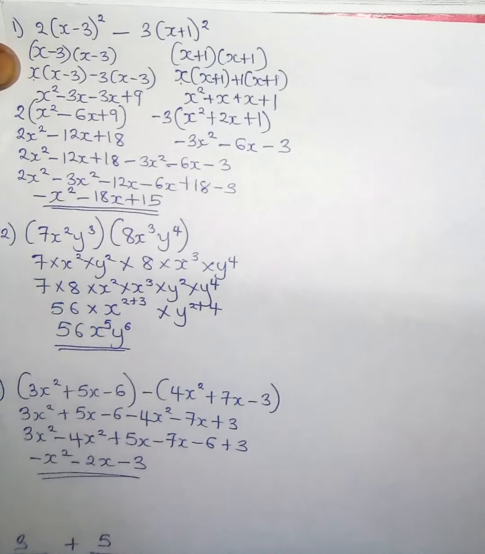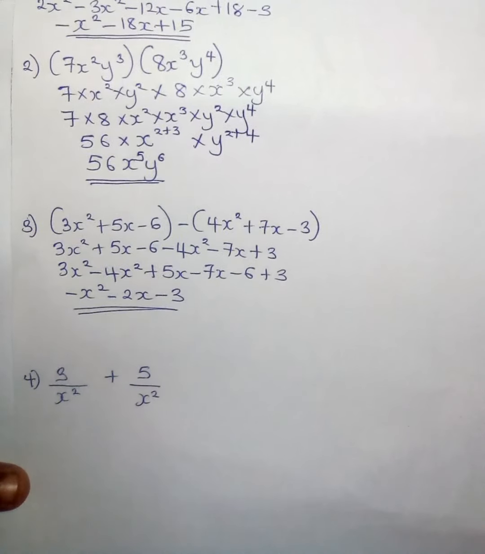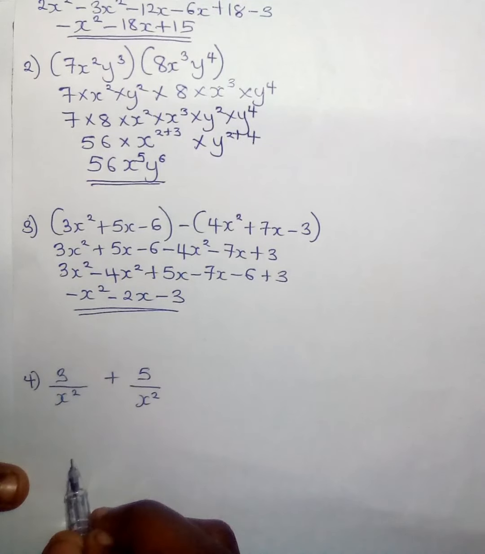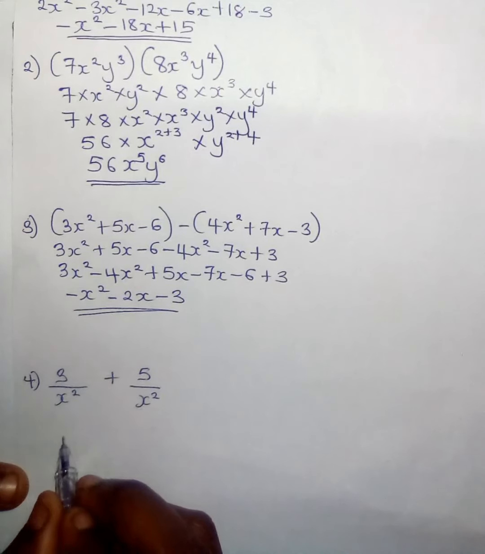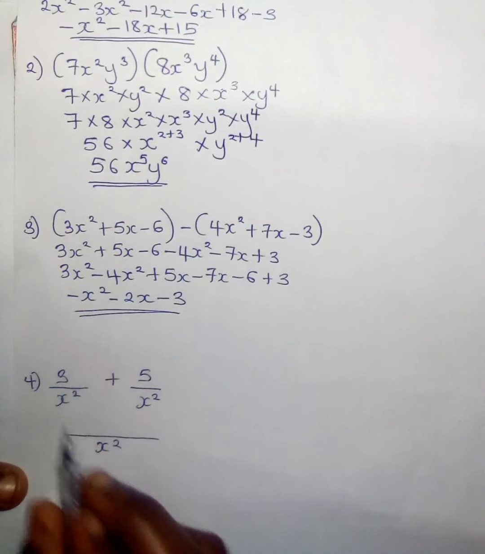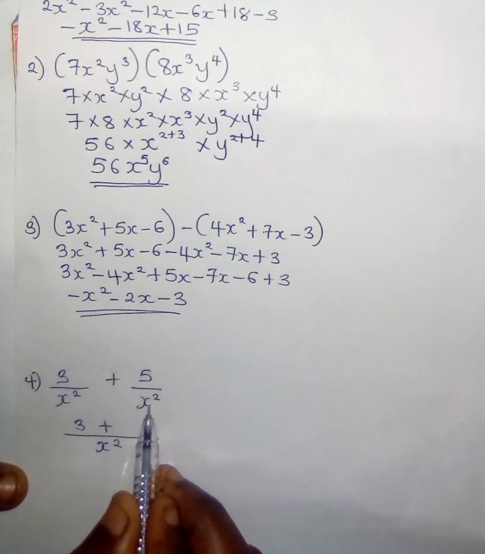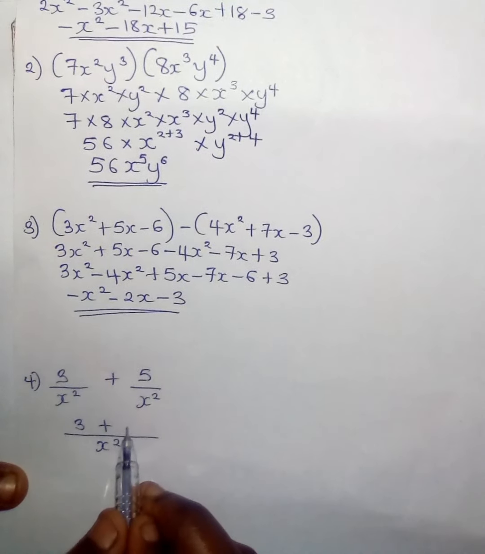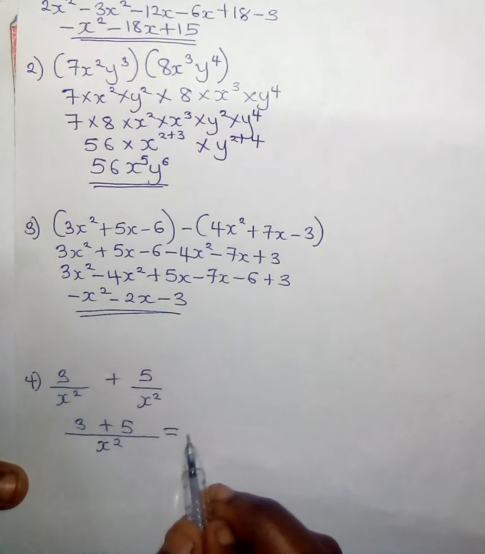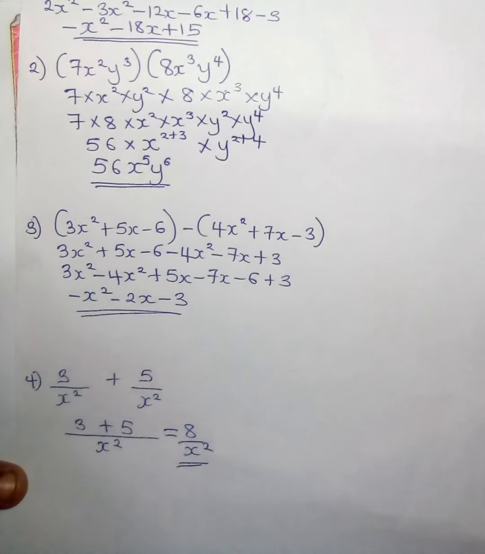Now let's look at the next example. We have 3 over x squared plus 5 over x squared. So this is a fraction. We solve it like a normal fraction. So we look for the lowest common multiple, which is x squared. x squared divided by x squared is 1. 1 times 3 is 3, plus x squared divided by x squared is 1. 1 times 5 is 5. So we have 3 plus 5 is 8 over x squared. And that's the answer. It's really very simple.